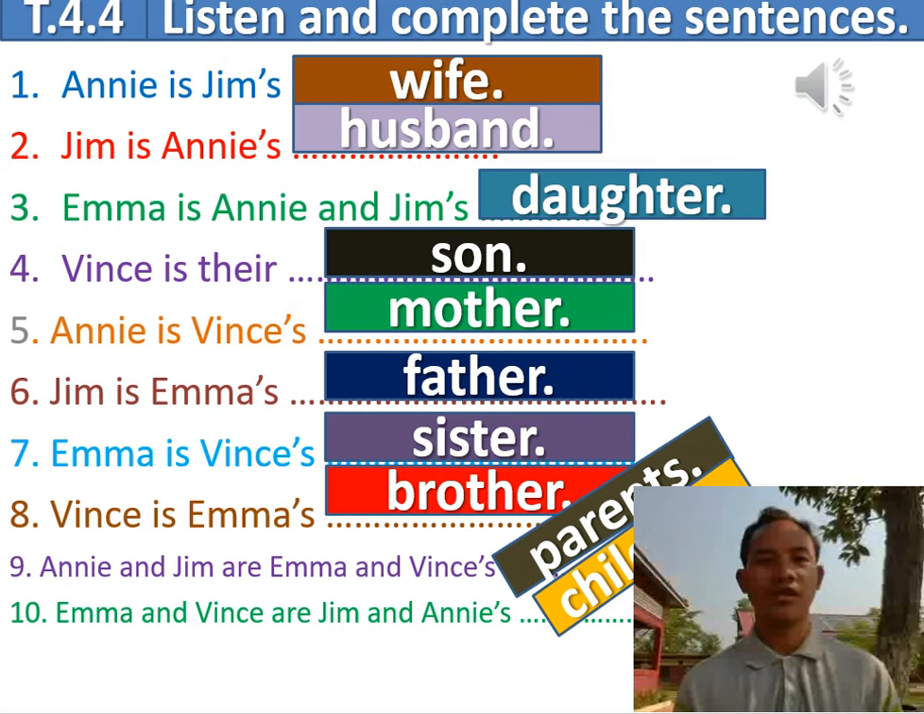1. Annie is Jim's wife. 2. Jim is Annie's husband. 3. Emma is Annie's and Jim's daughter. 4. Vin is their son. 5. Annie is Vin's mother. 6. Jim is Emma's father. 7. Emma is Vin's sister. 8. Vin is Emma's brother. 9. Annie and Jim are Emma's and Vin's parents. 10. Emma and Vin are Jim's and Annie's children.